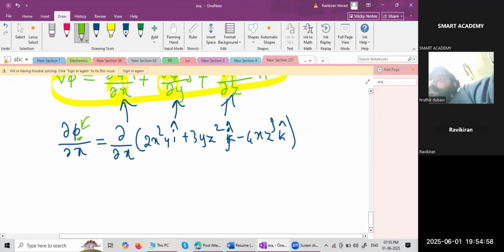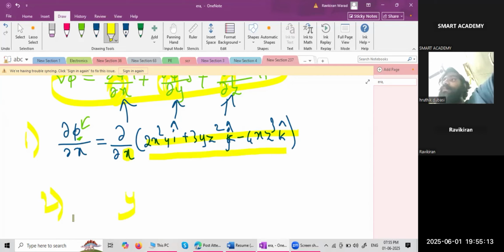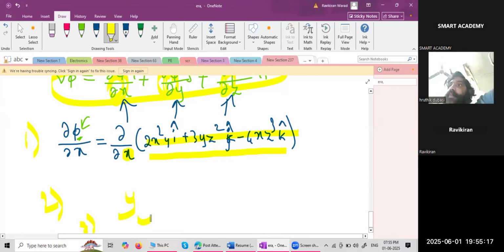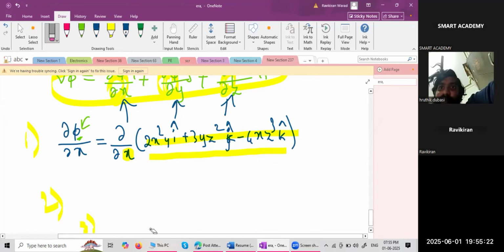What is the meaning of this? I have to differentiate this expression with respect to x. This is the first step. The second step is to differentiate the entire expression with respect to y. The third step is to differentiate the entire expression with respect to z. Yes or no?